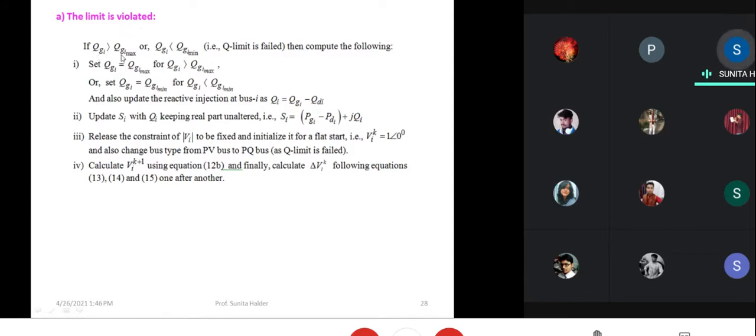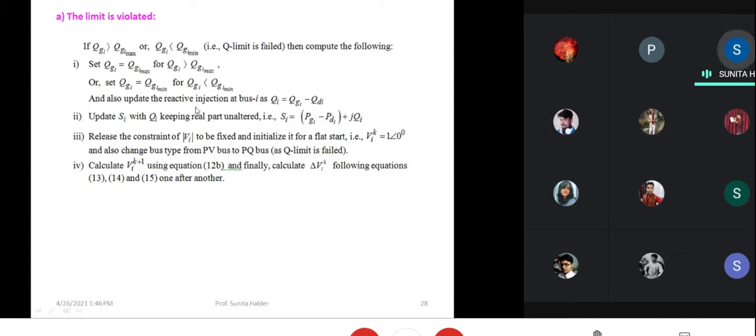The limit may be violated at the upper side, QGI more than the maximum, or at the lower side, QGI less than QG minimum. That means it has failed. Then how can we incorporate it in load flow? Obviously that particular generator is now a PQ bus. If it crosses the limit at the upper side, then QGI will be equal to QG max. If it crosses the limit at the lower side, then QGI will be at QG minimum.